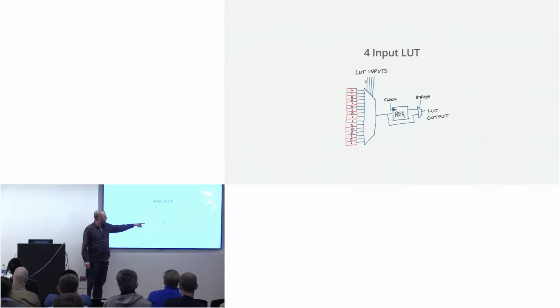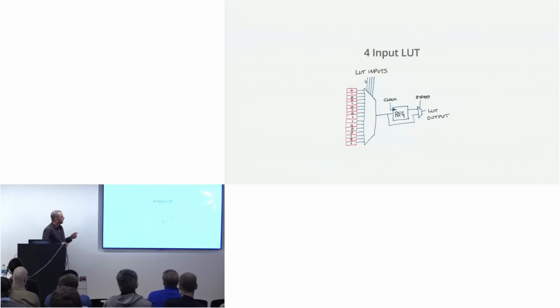Coming out of that, you have an optional register. So every LUT has a register. The value that's computed can be registered. Registers are kind of free in FPGA fabric for that reason. But you can also bypass the register, and that allows you to build bigger combinational functions.